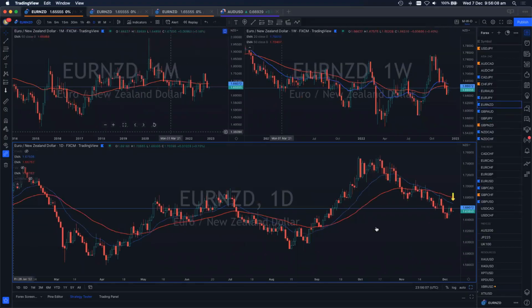Euro Kiwi, another downtrend, pulling back to this pretty good resistance level, rejecting it yesterday.